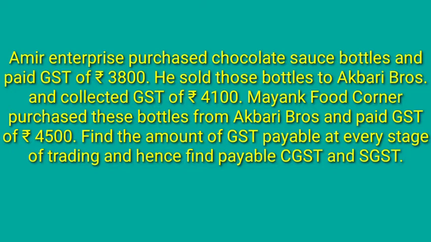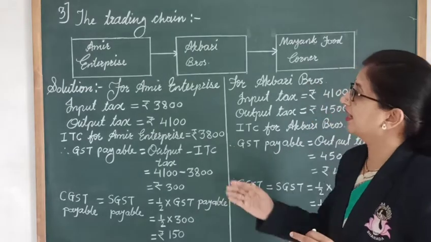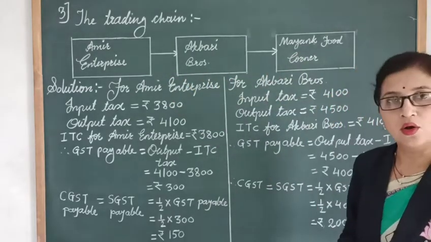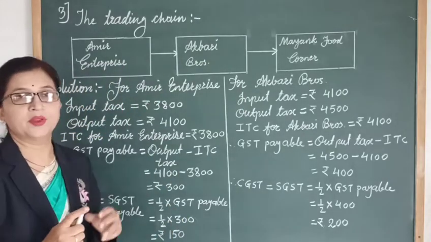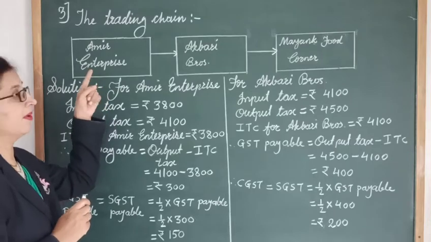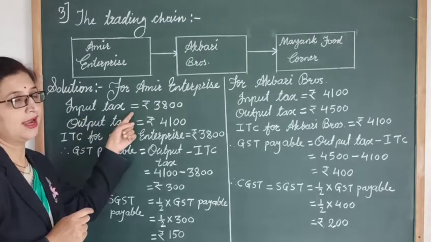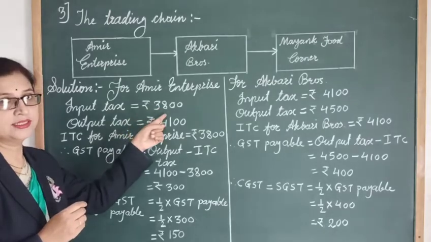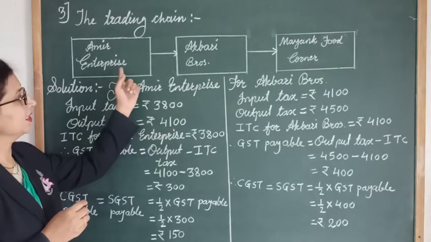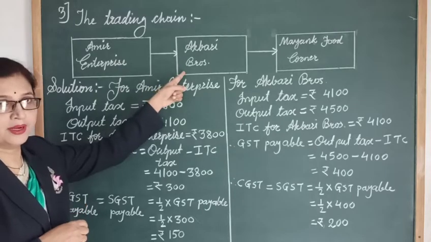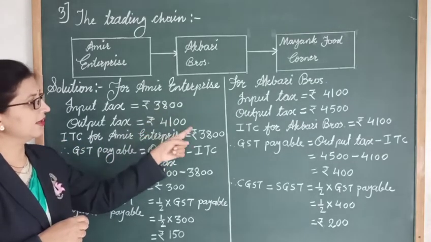So dear students, in this question there is a trading chain between the traders like Amir Enterprise, Akbari Brothers, and Mayang Food Corner. And we are asked to find out the GST payable at every stage of this trading. Okay, so let's find out the GST payable by Amir Enterprise. So here for Amir Enterprise, input tax. While purchasing those bottles, he paid 3,800 rupees GST. So that is the input tax. And he collects 4,100 rupees at the time of selling to Akbari Brothers. So that is the output tax. Okay. So ITC for Amir Enterprise will be 3,800 rupees.